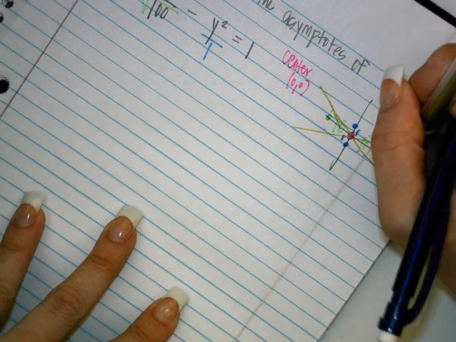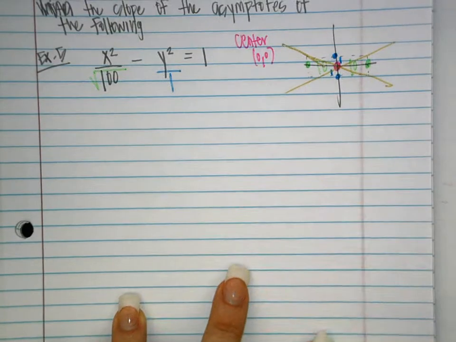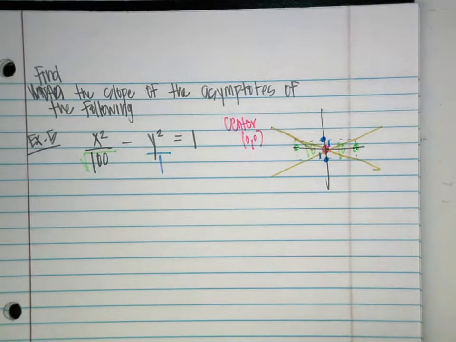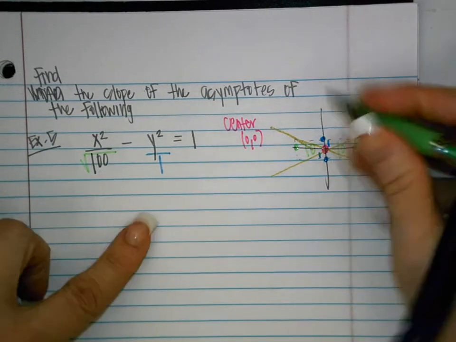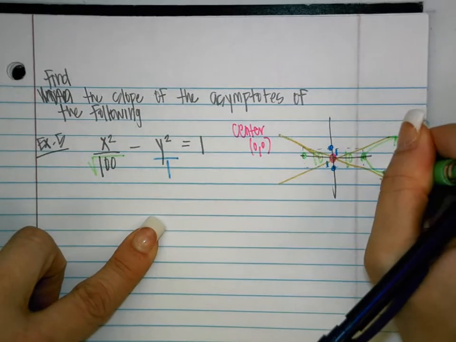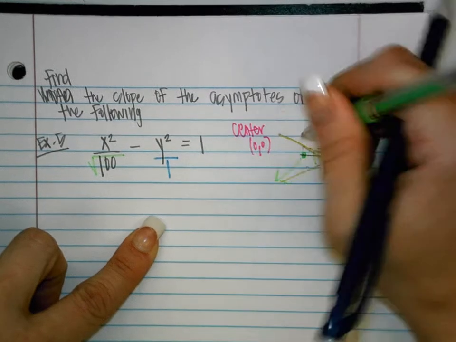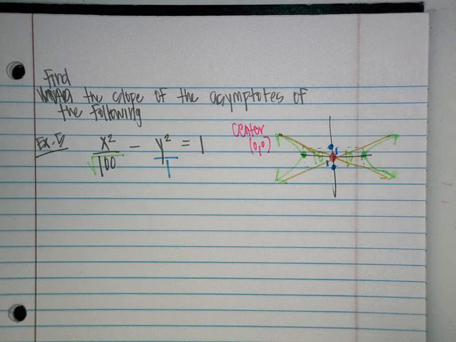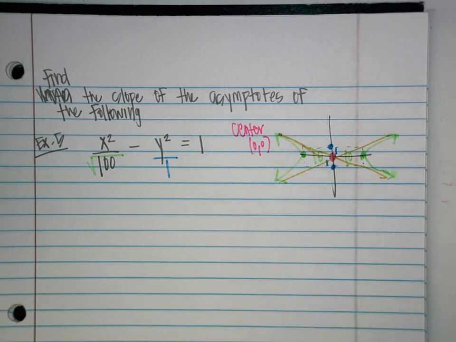Sorry if I didn't draw that perfectly. And then which direction would these be opening? Would they be side to side or up and down? They'd be side to side because it's an x opener. Now, technically, I didn't need all this part, right? I just want to find the slope of the asymptotes. So if I want to find the slope of this one right here.